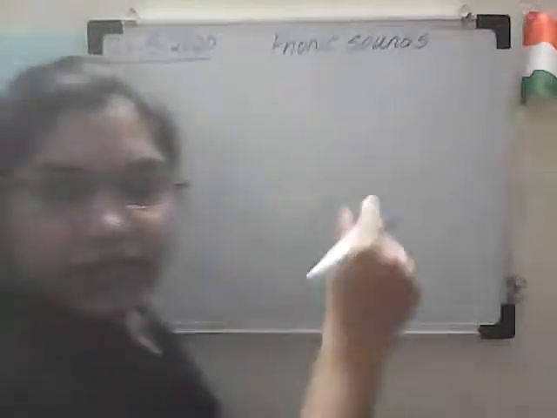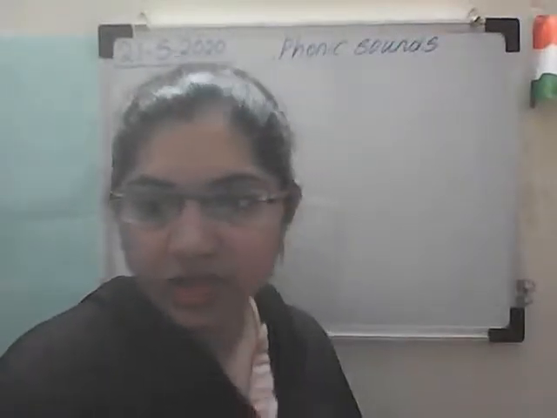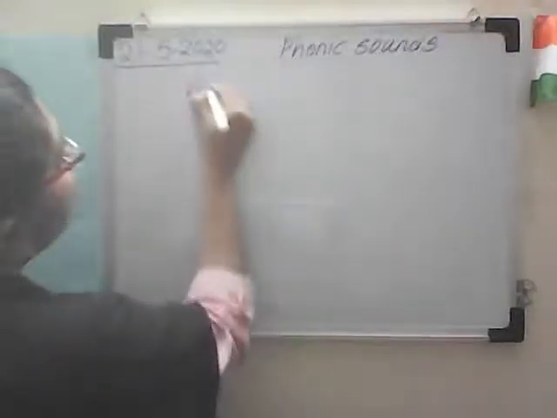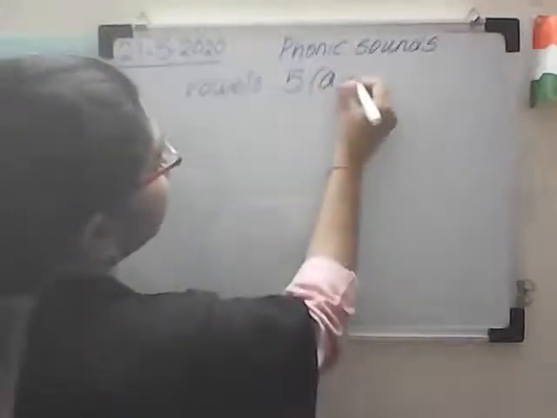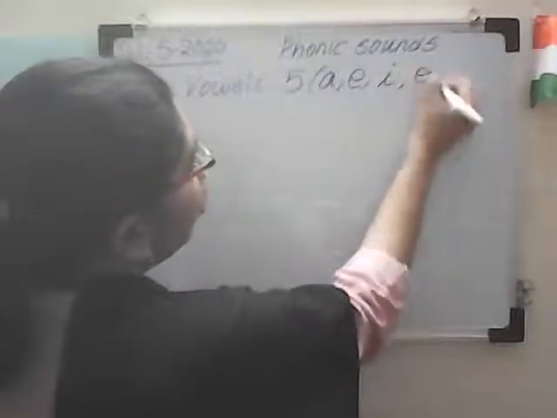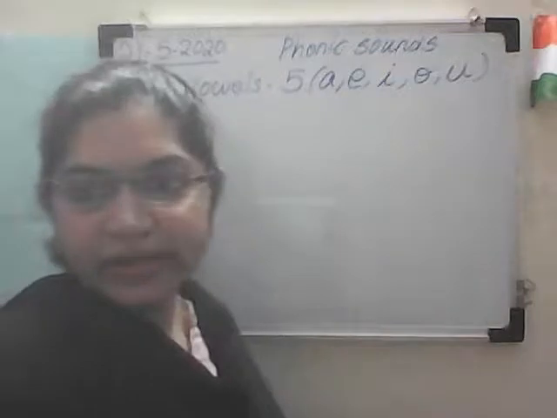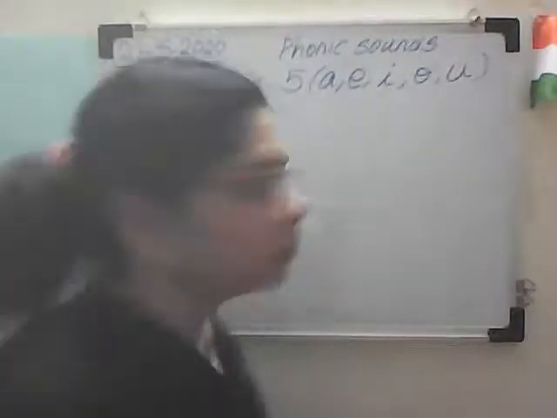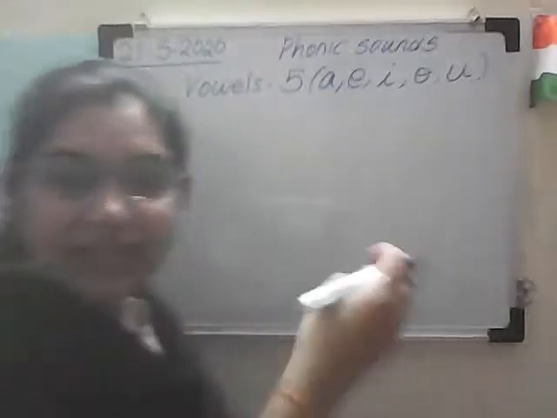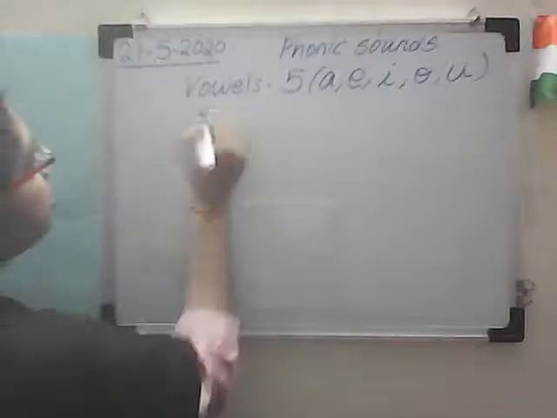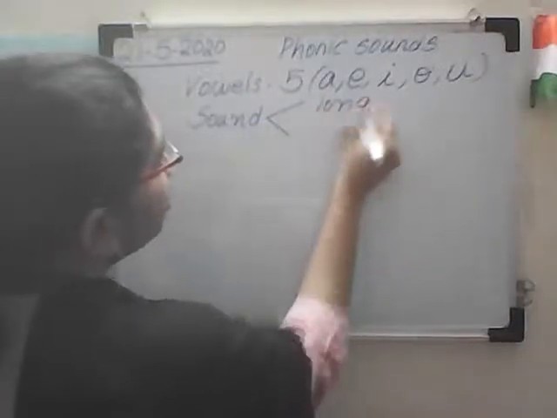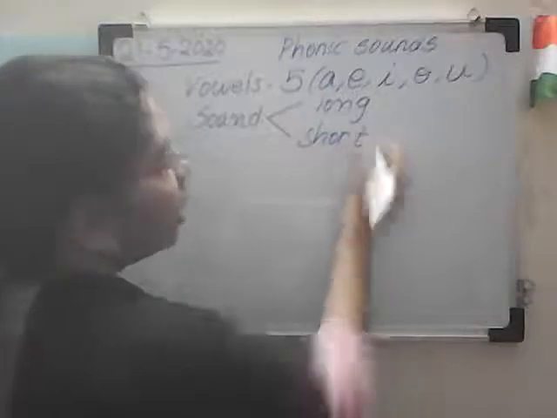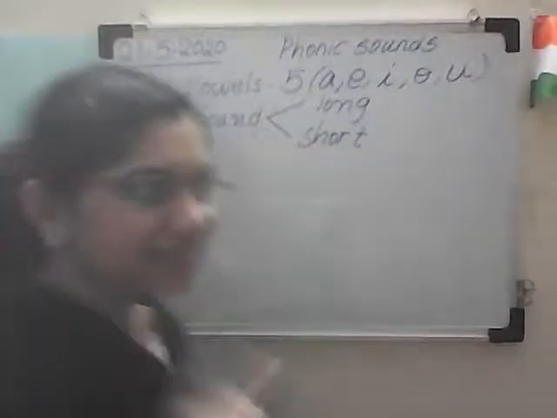So what are vowels? How many vowels do we have in the English alphabet? Vowels are 5. They are A, E, I, O and U. So we are dealing with the sounds of these vowels. There are two types of sounds. One is long vowel sound and the other one is short vowel sound.